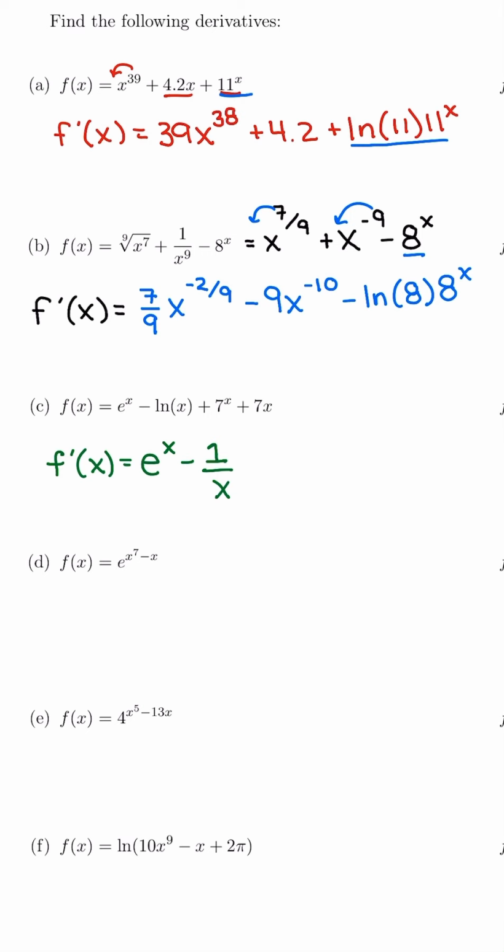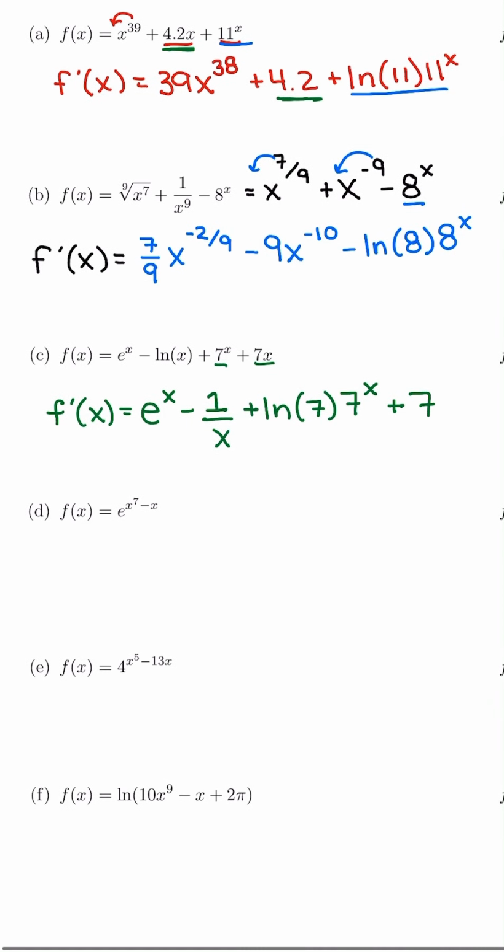Or you might have it memorized that base case, the derivative of the natural log of x is always 1 over x. Then we have the derivative of 7 to the x. It's going to look just like how 8 to the x did. It'll be ln of 7 times 7 to the x. And then the derivative of 7x is 7, the same way the derivative of 4.2x is 4.2.